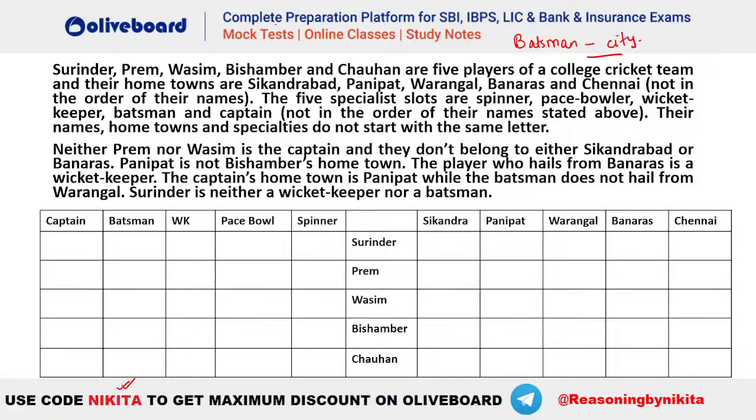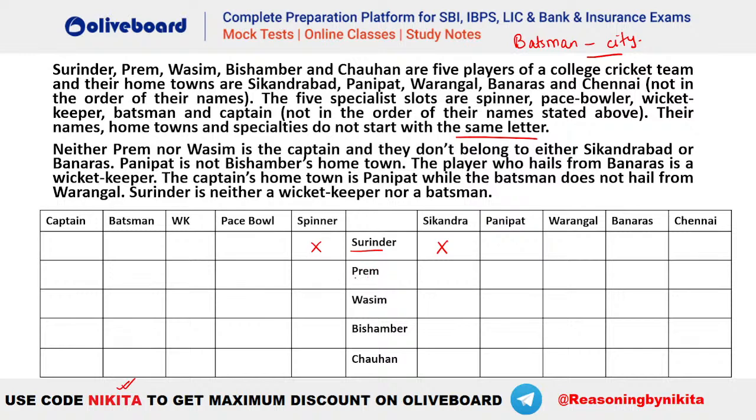You can see there are 5 players who belong to different cities and they have different specialities in which they are playing here. Somebody is a spinner, somebody is a pace bowler, wicket keeper, batsman, and captain. Now it is given that their names, hometown, and specialities do not start with the same letter. Like, let's say Surinder cannot belong to Sikandrabad and neither can he be a spinner.